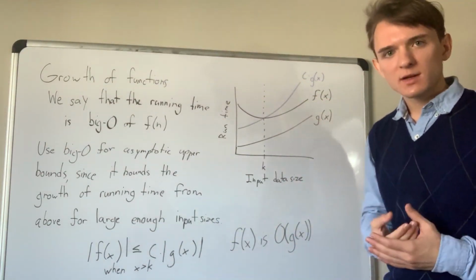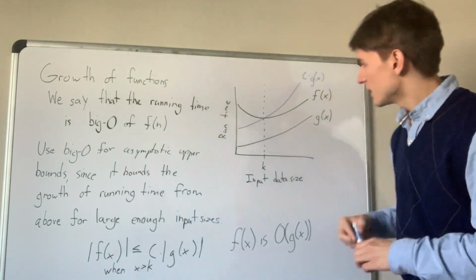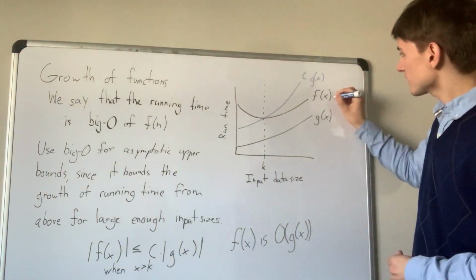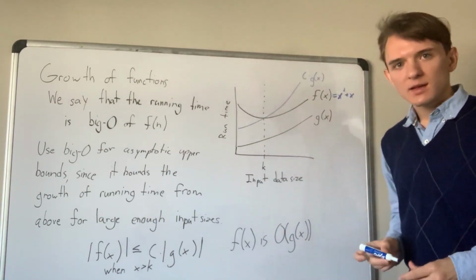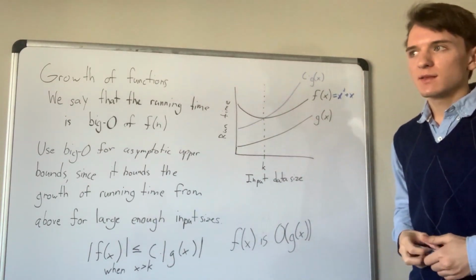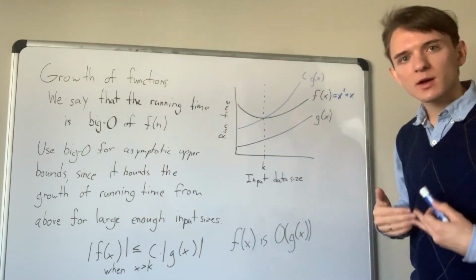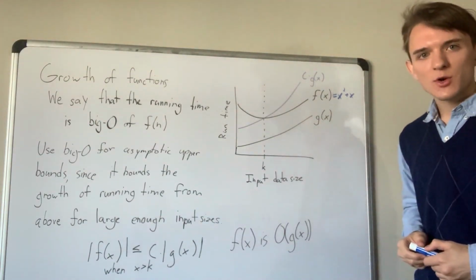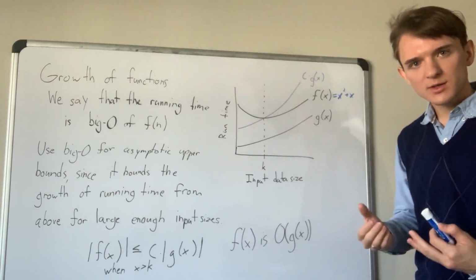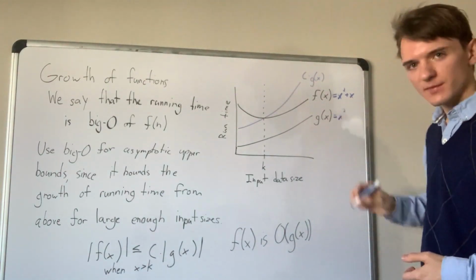Let's give a specific running time to our functions. Let's say f of x is x squared plus x. In general, we could say that one of the upper bounds of our function is the most quickly growing component of that function. X squared is the most quickly growing component of x squared plus x. So g of x might just be x squared.